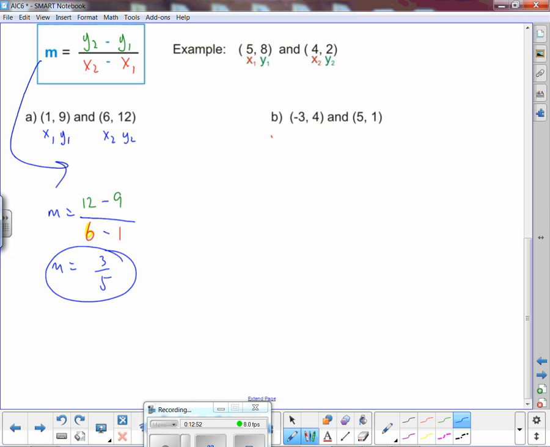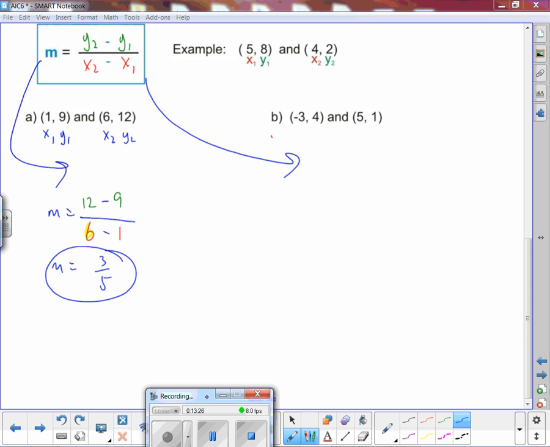Okay, I want you guys to see if you can do B. Go ahead and find the slope of B. Again, if we were doing this in homework, first thing we do is write the formula. Go ahead and solve. Find the slope of the 2 points in B. All right, so let me unfreeze this.